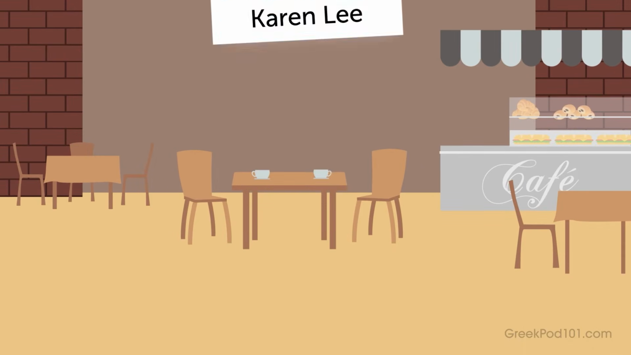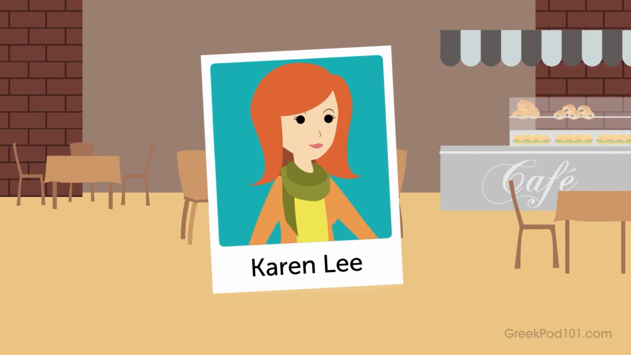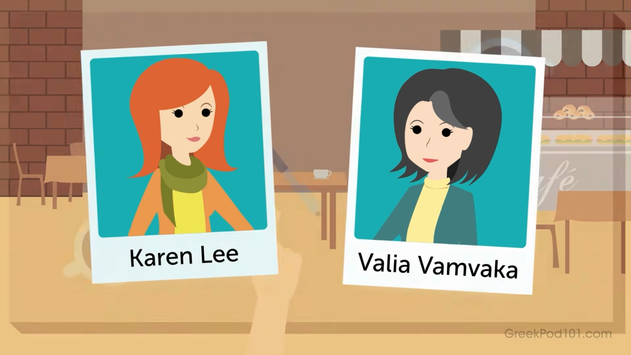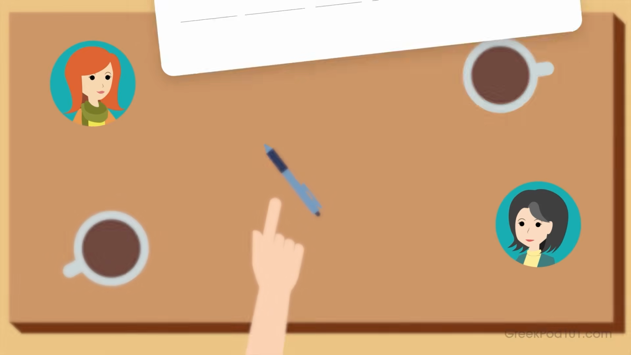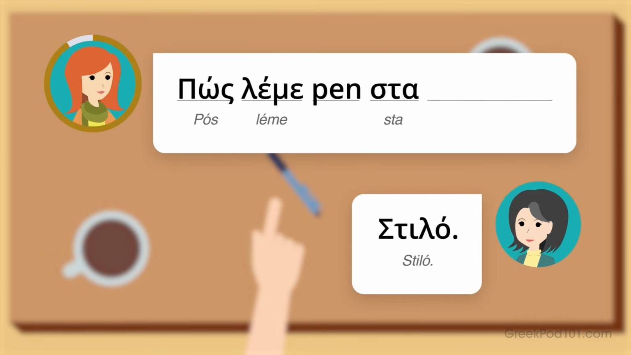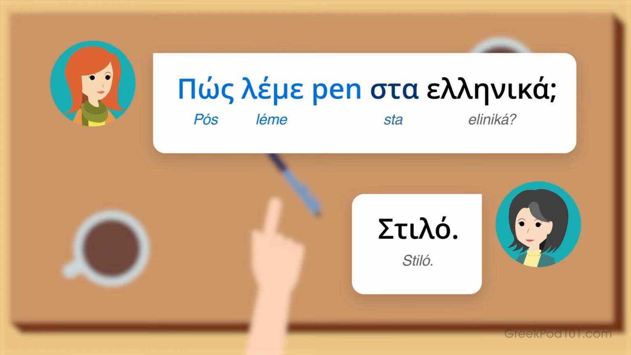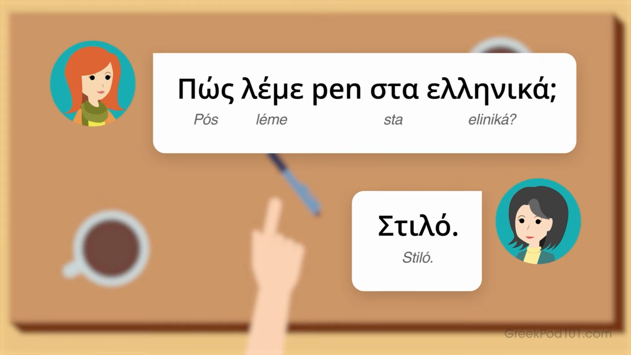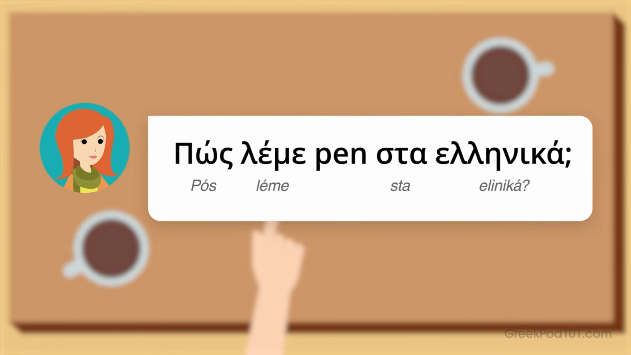Let's practice. Imagine you're Karen Lee, and you're having a language exchange lunch with Valia Vamvaka. Ask, how do you say pen in Greek? Ready? Πώς λέμε πεν στα ελληνικά? Στυλό. Listen again and repeat.